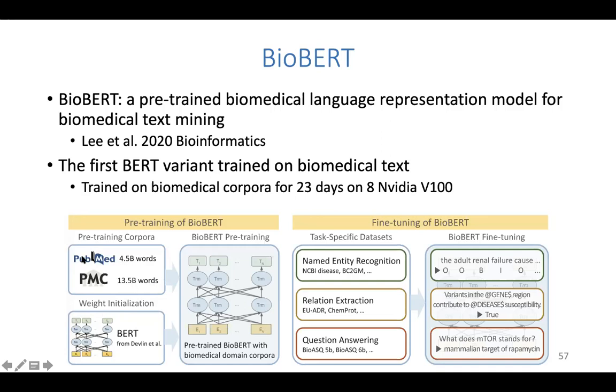They basically did the same thing. They just did masked language modeling and next sentence prediction on top of BERT weights. So it's like fine-tuning BERT for these corpora. And they took 23 days on 8 NVIDIA V100 GPUs. So that is a lot of effort, a lot of electricity bills.